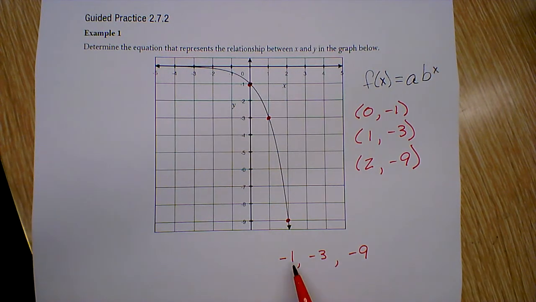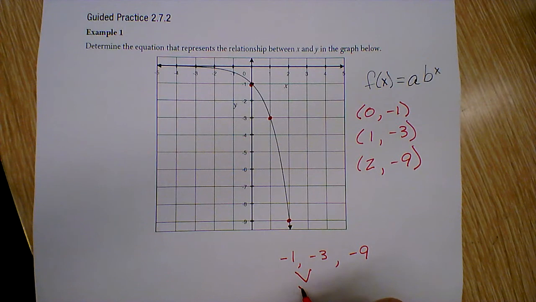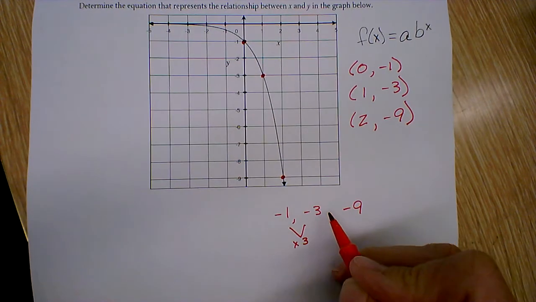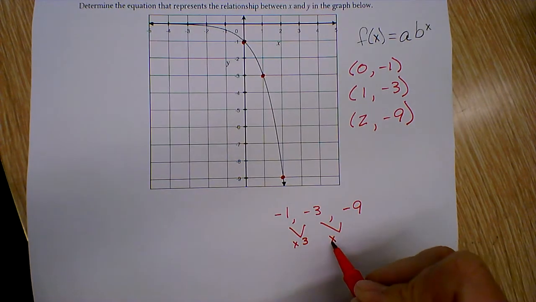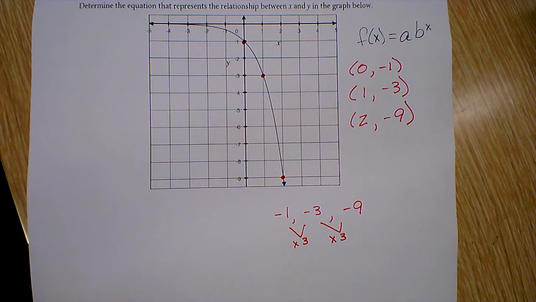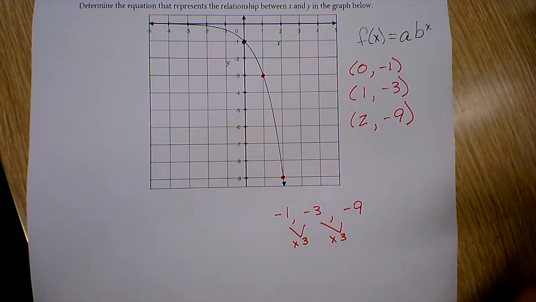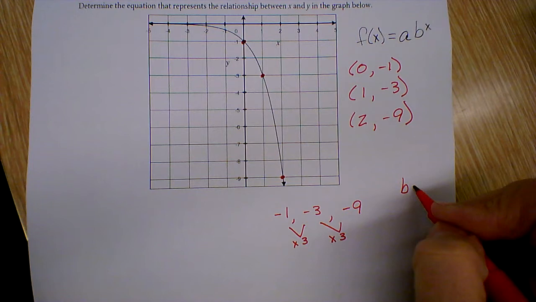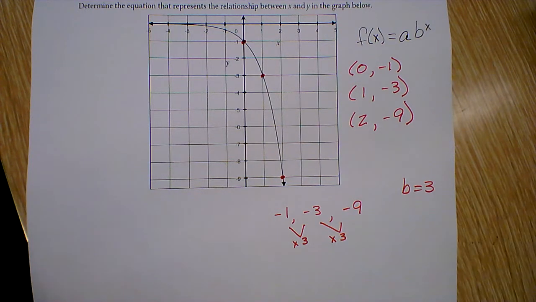Well, if I look here, we know it's exponential, so we know we're multiplying by something each time. And I notice that we're multiplying by 3 each time. So I definitely know that my b value is going to be 3. I'm going to write that over here so I don't forget.